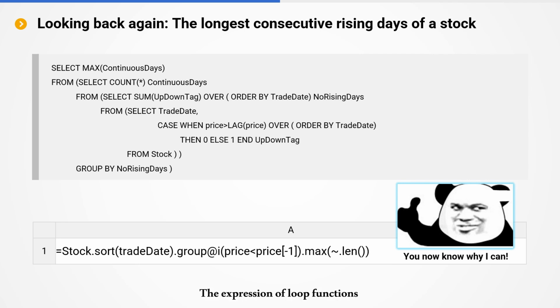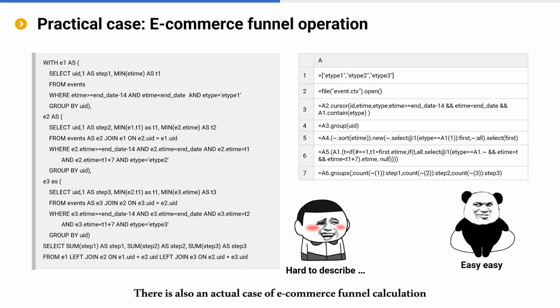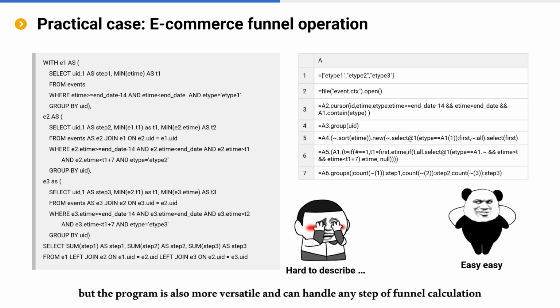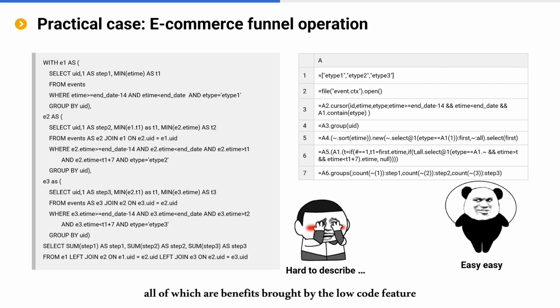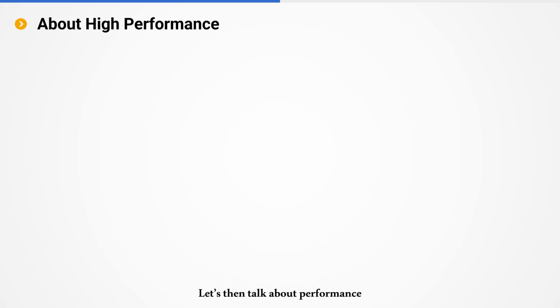The expression of loop functions that support ordered computation and strong lambda syntax is very concise, without the need for loop statements, let alone nesting, and can be written in a single statement. There is also an actual case of e-commerce funnel calculation, where SPL is not only written simply, but the program is also more versatile and can handle any step of funnel calculation, all of which are benefits brought by the low-code feature. Let's then talk about performance.